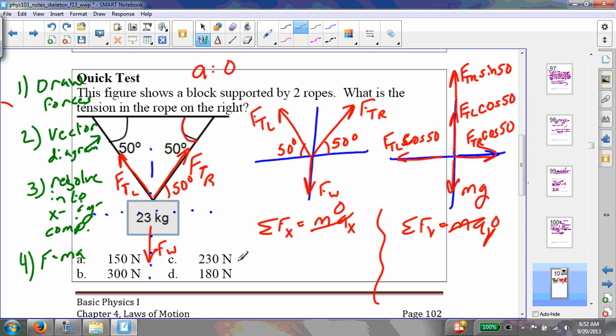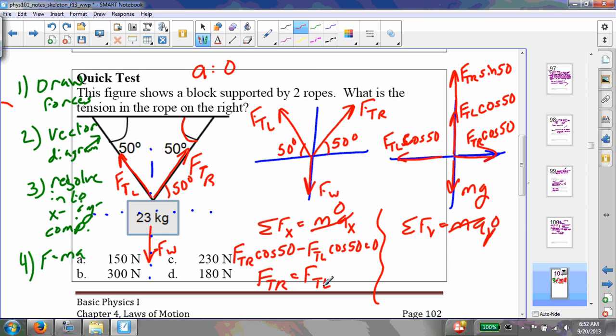So over here in the x, which I don't really need to do, but I'm going to do just to illustrate something, I can show that FTR cosine of 50 minus FTL cosine of 50 equals 0. So I can show then that FTR equals FTL.